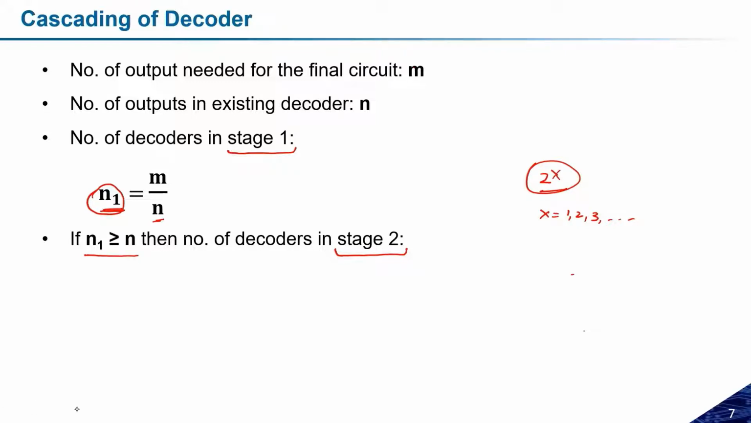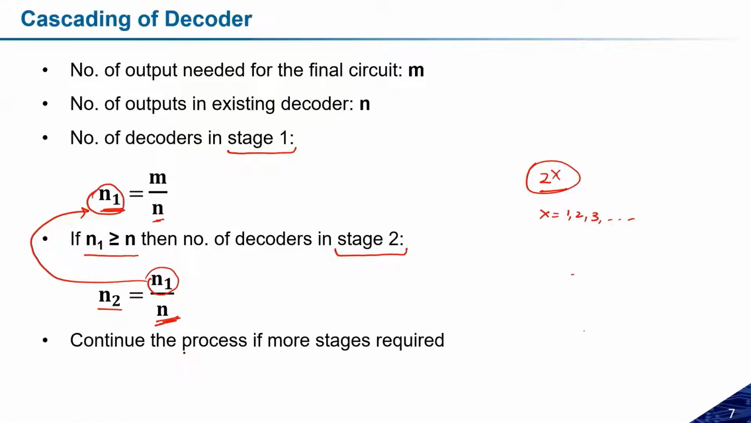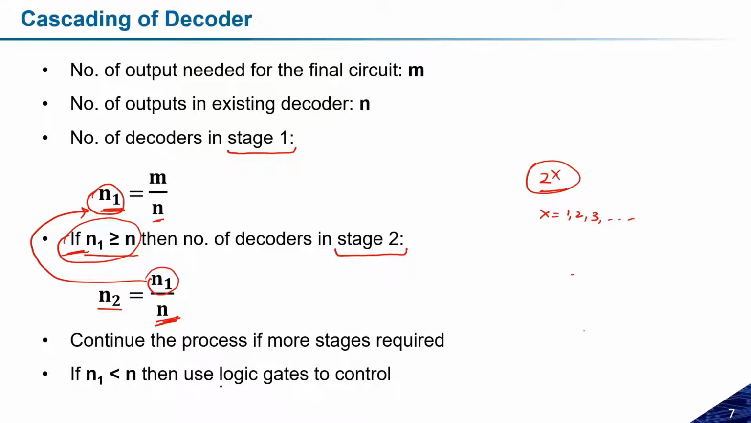To calculate the number of decoders in the second stage, I need to use this formula: n2 is equal to n1 divided by n, where n1 is what we have already received from the first stage. The process will be continued until this condition is not satisfied. If this condition is not satisfied, then we need to control it with the help of logic gates. So this is the procedure that we have to follow to cascade the decoders.